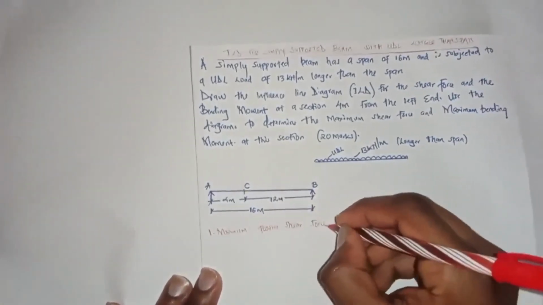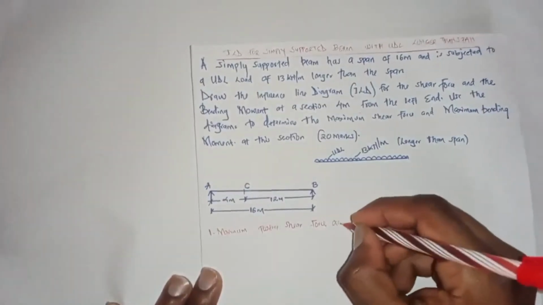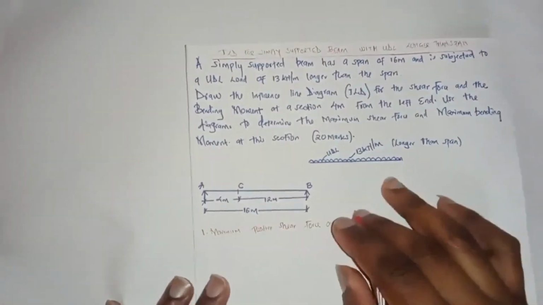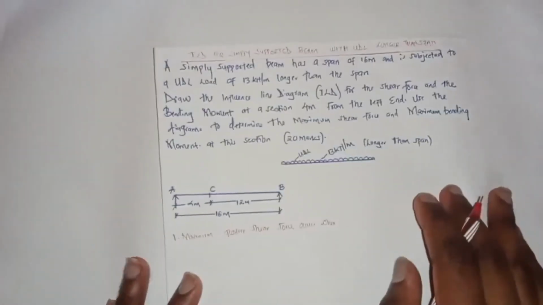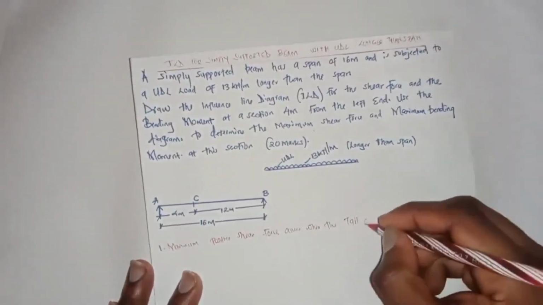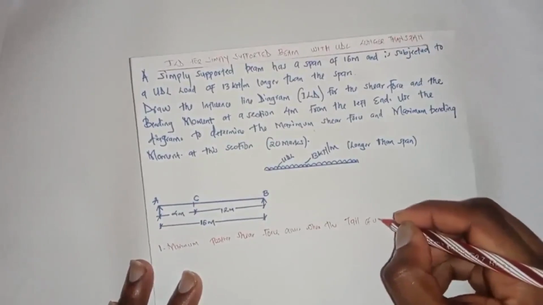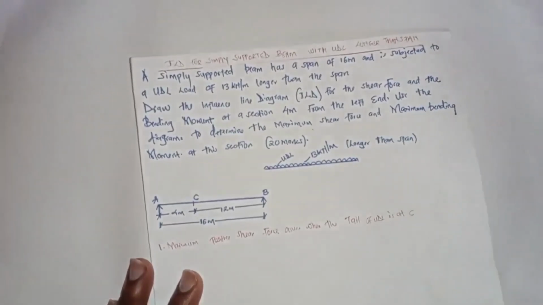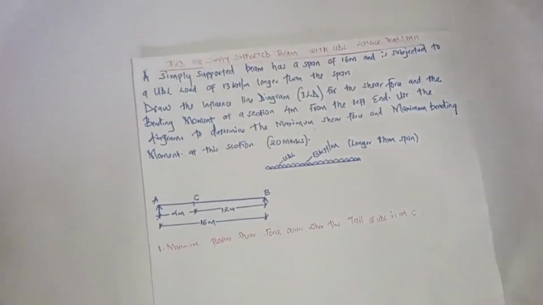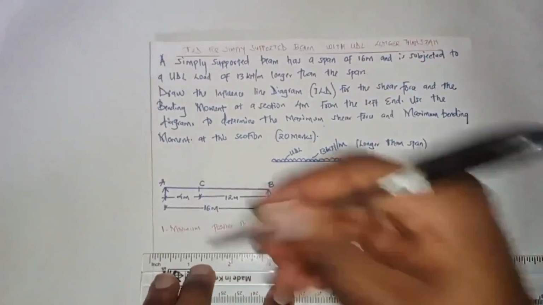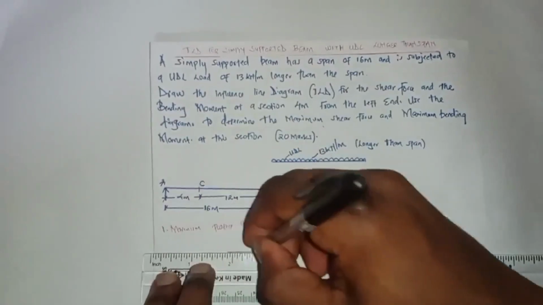So at one, the maximum shear force occurs when the tail of the UDL is at C, and we are going to draw our beam here.